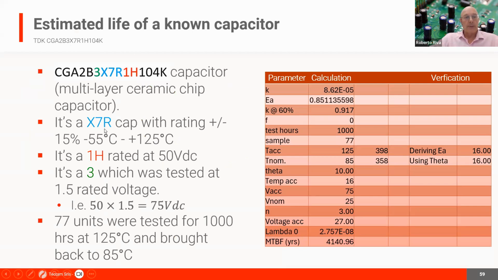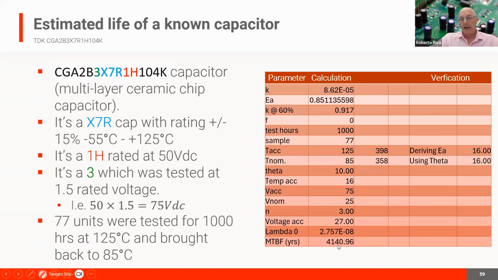But this one was an X7R capacitor, which has a plus or minus 15% range on capacitance. It has quite a large temperature application, minus 55 to plus 125. It's a 1H, which translates to 50 volts in the data sheet. But it has this number, which our other component didn't have. It's a 3, which is tested at 1.5 times the rated voltage. So we took the number, 77 units tested for 1,000 hours at 125, and brought it back to 85.